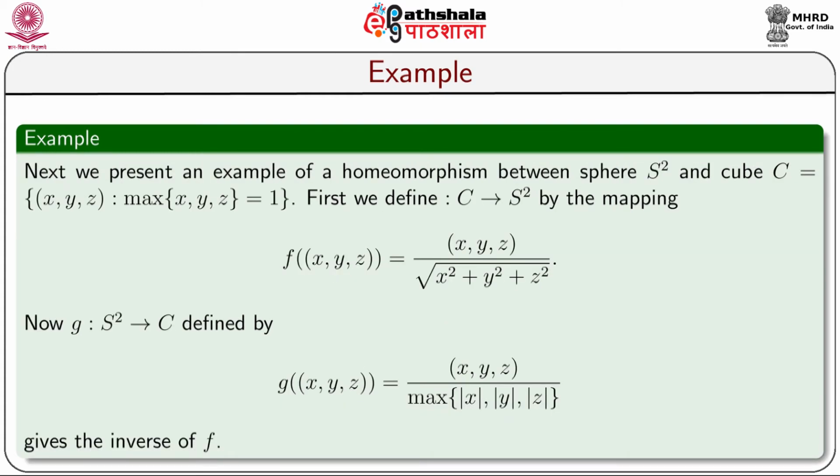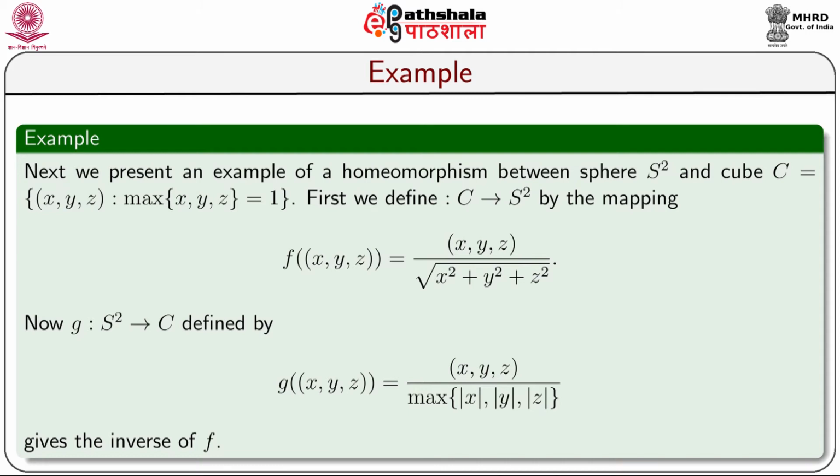Let us put another example. S^2 is called the sphere. S^2 is the subset of R^3 consisting of all points whose magnitude is equal to 1. That is, S^2 is equal to all x belonging to R^3 such that the norm of x is equal to 1. And let us consider C as equal to all (x, y, z) such that max(|x|, |y|, |z|) is equal to 1. So, this is the unit cube.